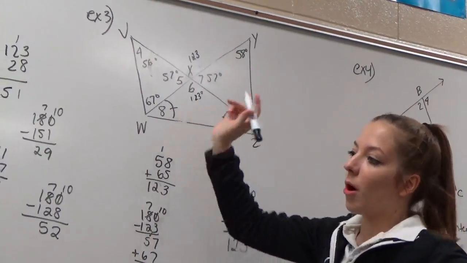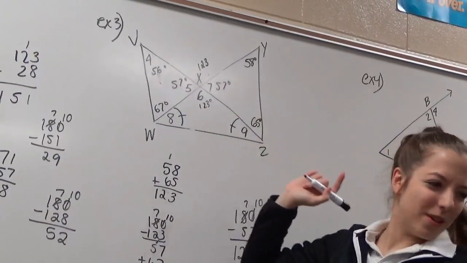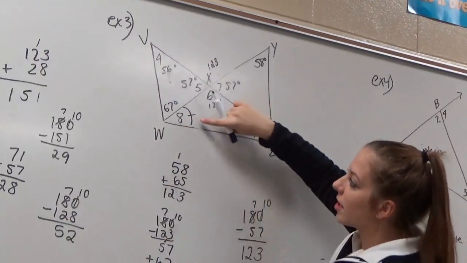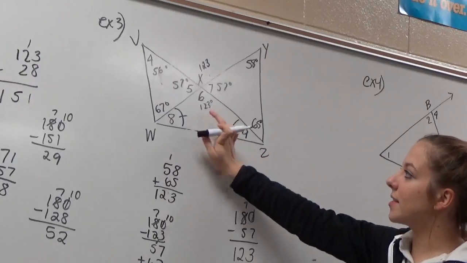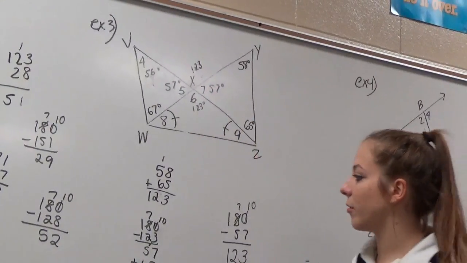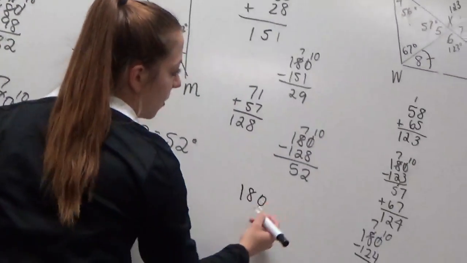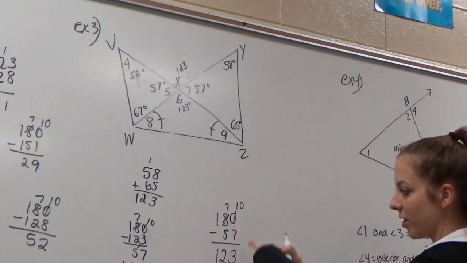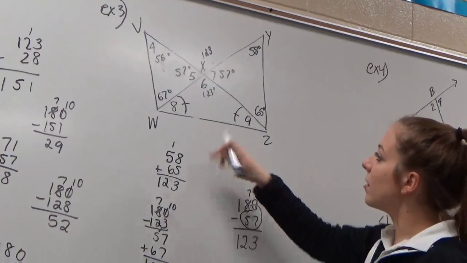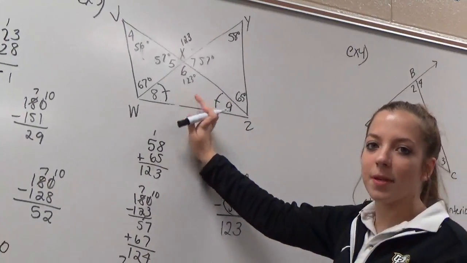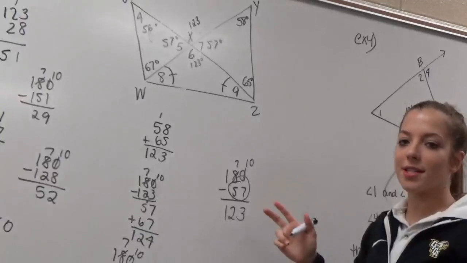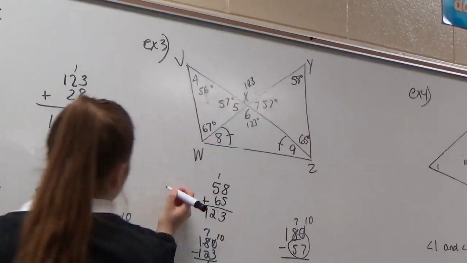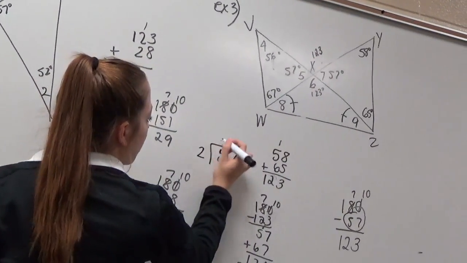These two angles, this sign means that they're congruent. So what that means is we already know that 6 is 123, and we already did it here: 180 minus 57 is 123, so 180 minus 123 is 57. These two angles are equal, so they have to be the same number. You have 57 degrees left, so you divide that by 2, and those two angles will be that number. So let's do right here, 57 divided by 2.